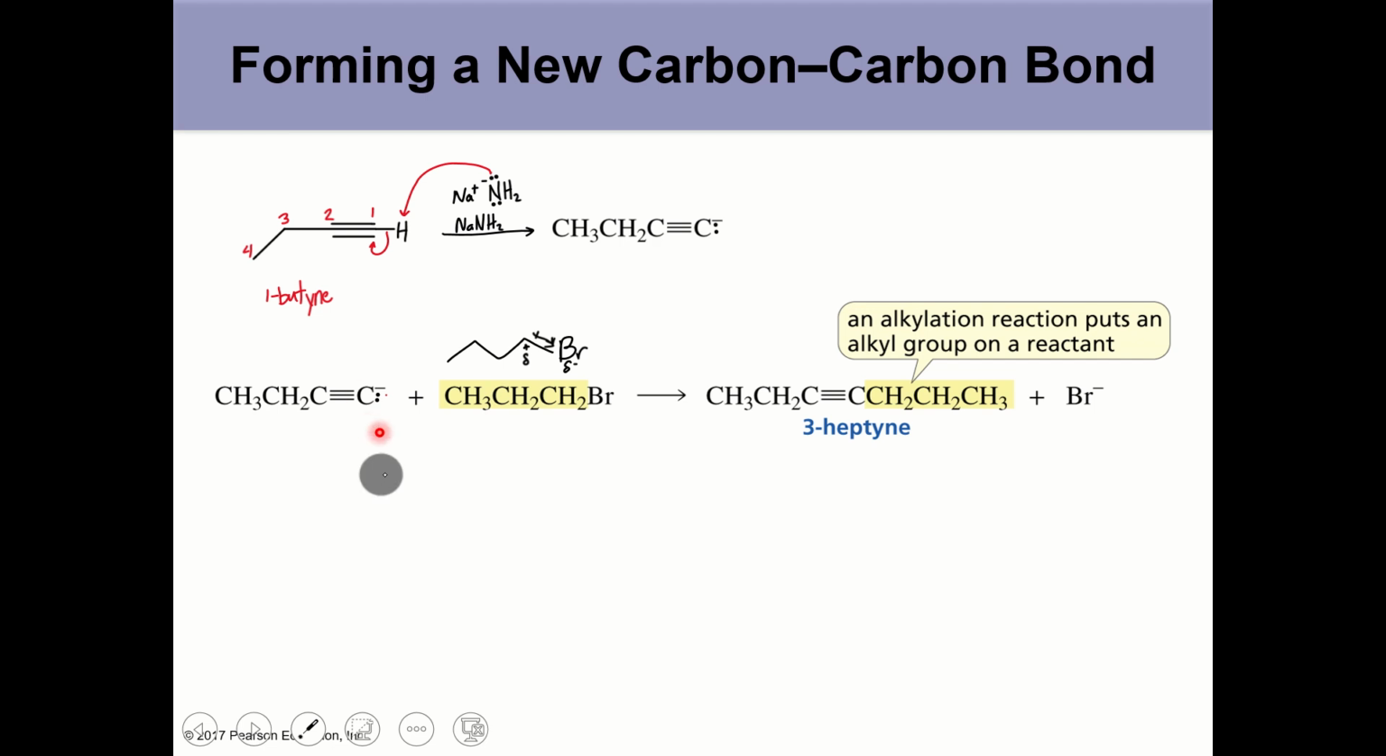Our nucleophile, the lone pair, is donated to make a bond to the electrophilic carbon. And when that occurs, the carbon to bromine bond breaks, producing a bromide ion. So what we've done is we've taken this 4-carbon fragment and added a bond from this negatively charged carbon to a positively charged carbon in a second 4-carbon fragment.